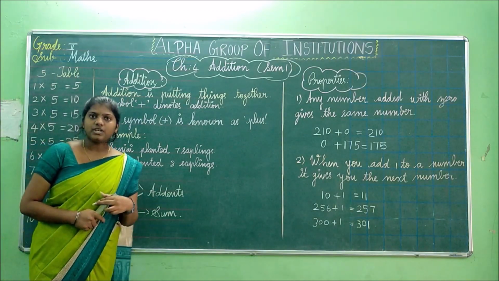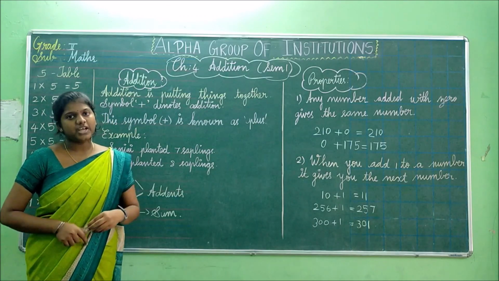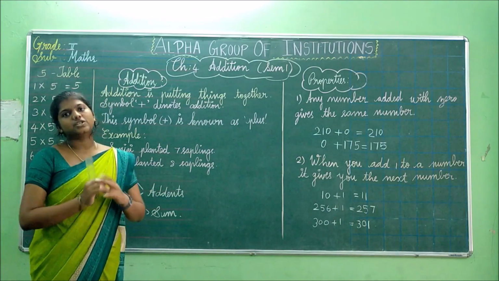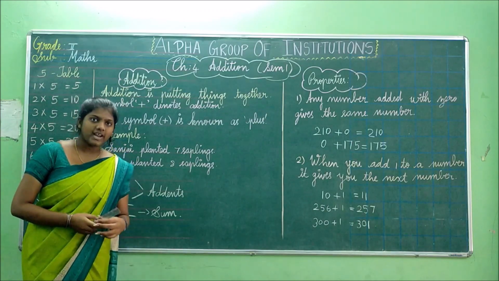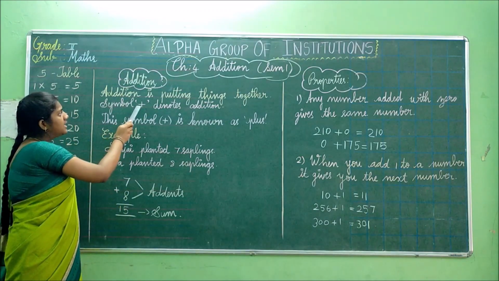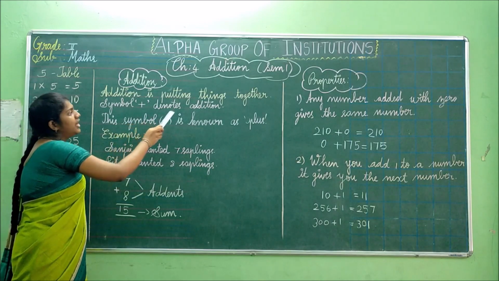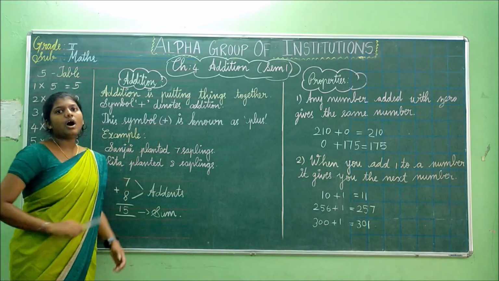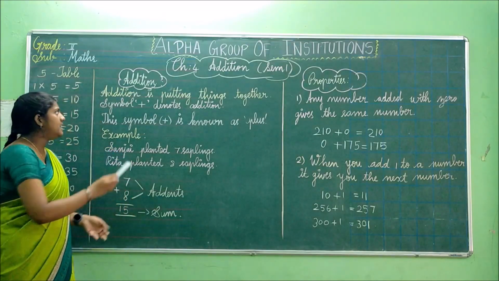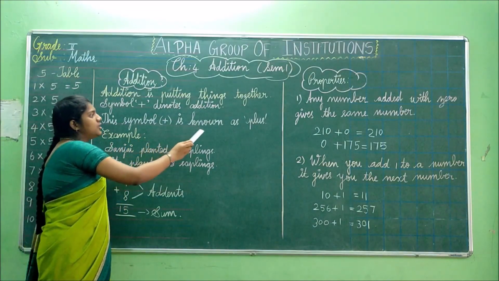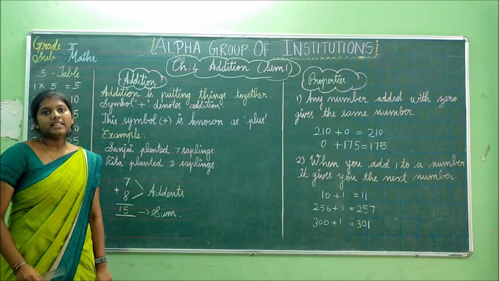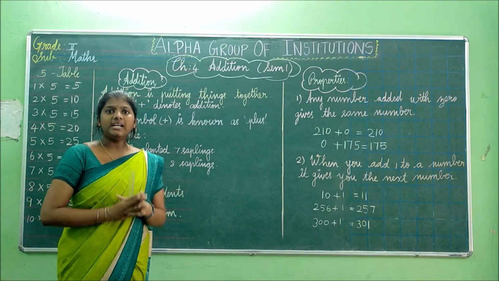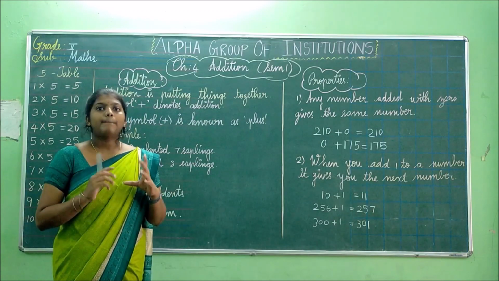Now, did you understand, children? What is meant by addition? Addition is nothing but putting things together. Next, symbol. This symbol, see here, denotes addition. This symbol is known as plus. That symbol is used to denote addition and it is said as plus.